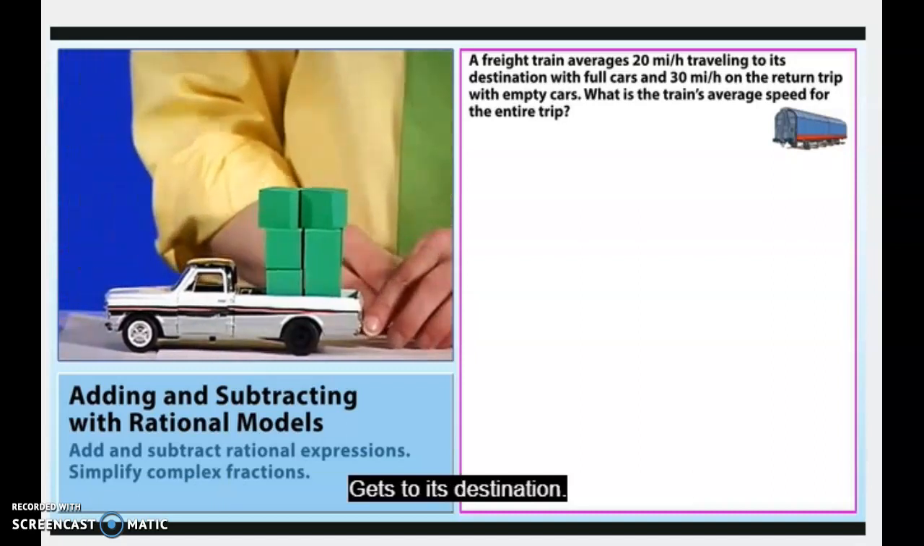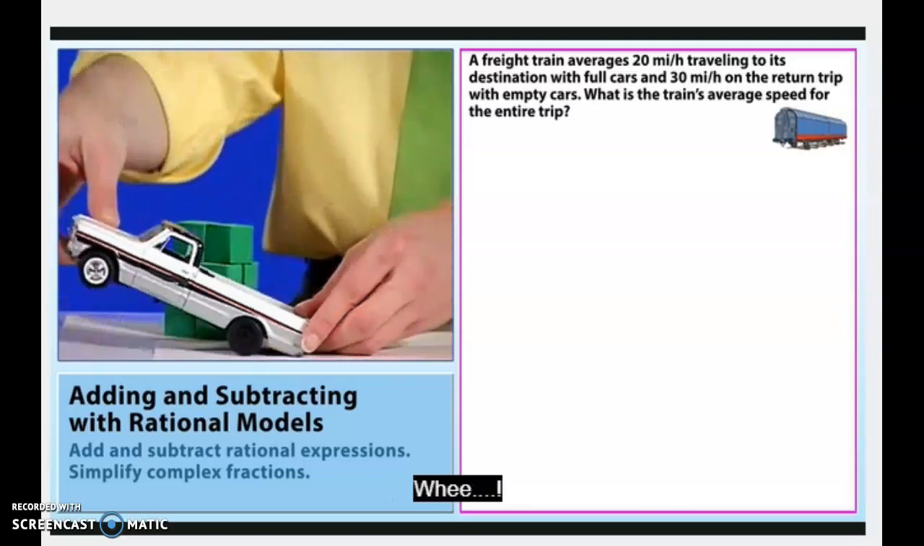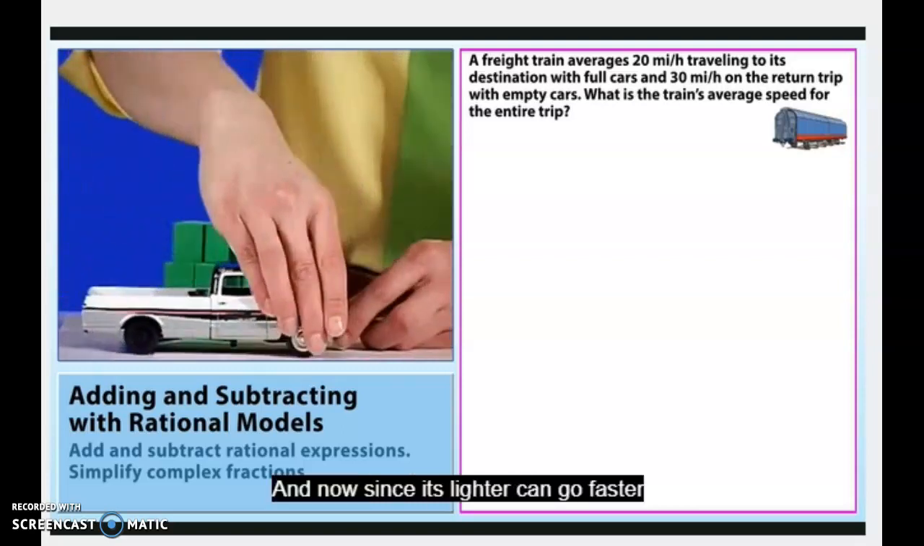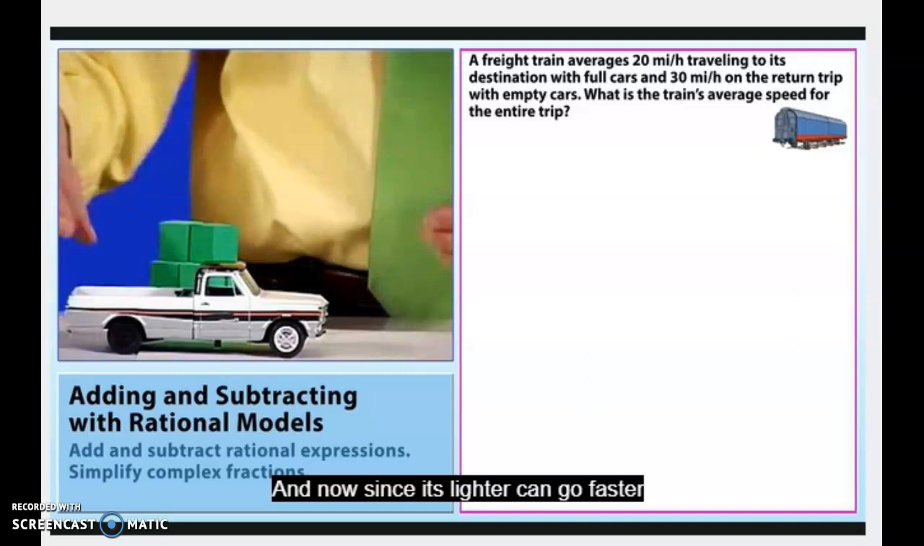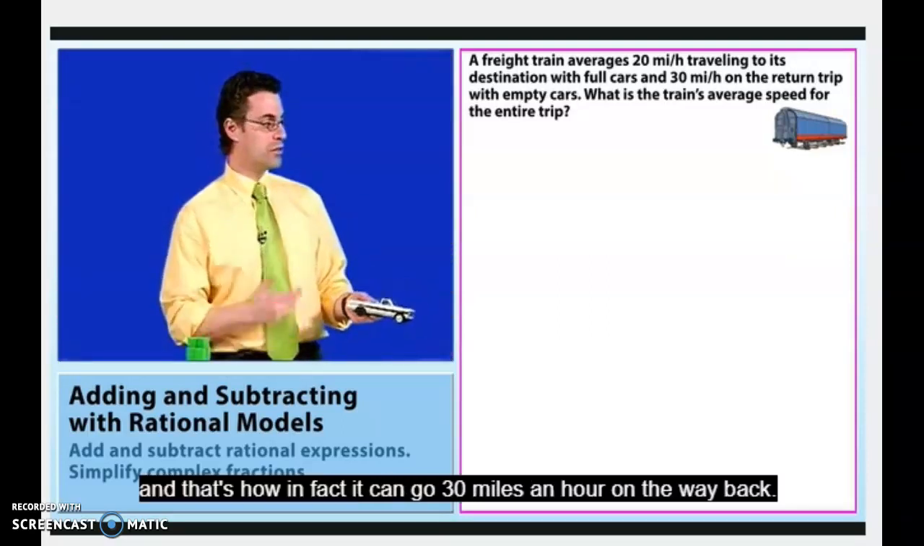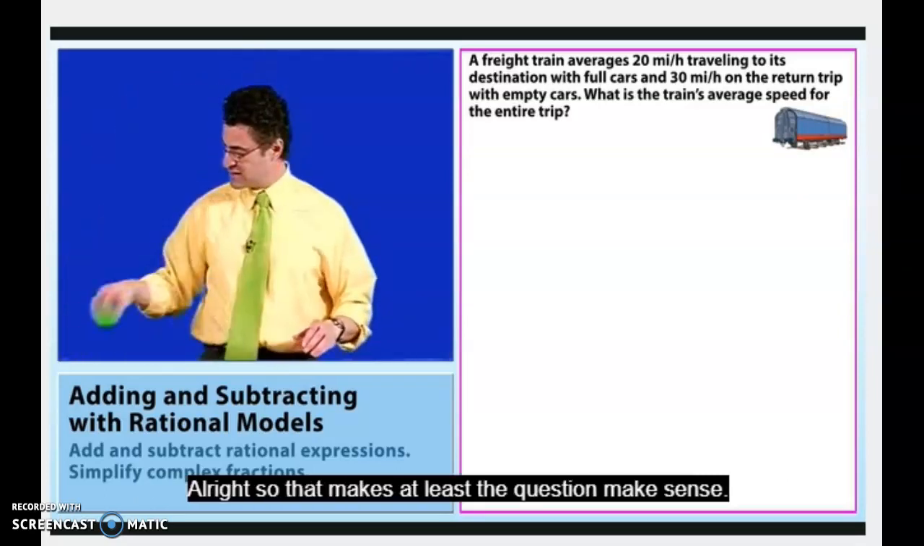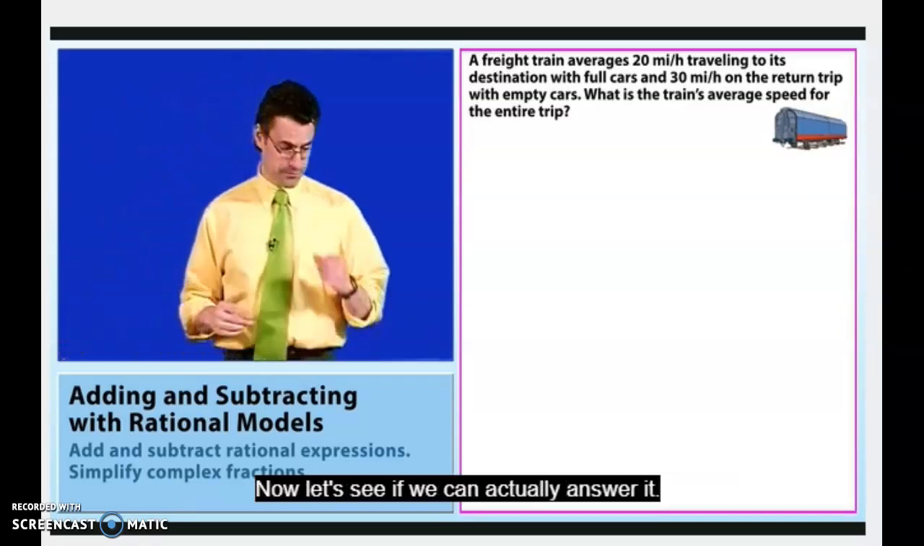It gets to its destination, unloads all the cargo that weighs a lot, turns around, and now, since it's lighter, it can go faster. And that's how, in fact, it can go 30 miles an hour on the way back. All right, so that makes at least the question make sense. Now let's see if we can actually answer it.